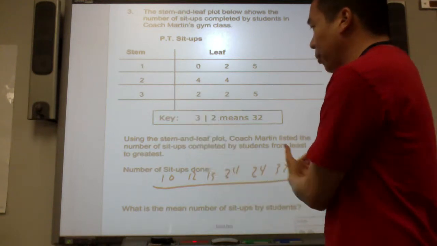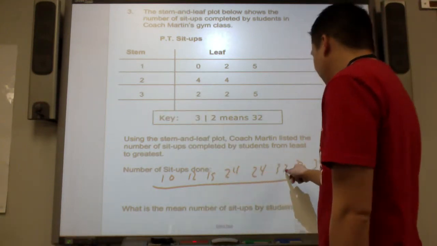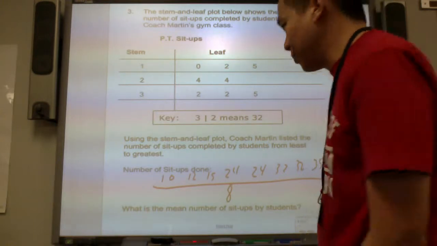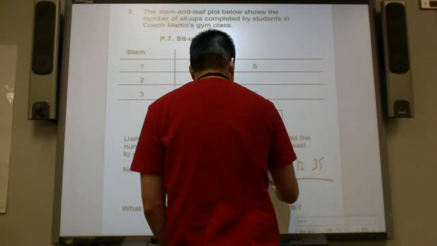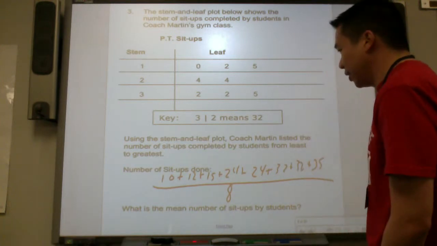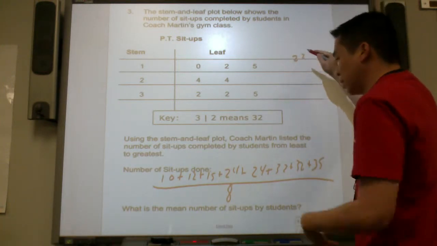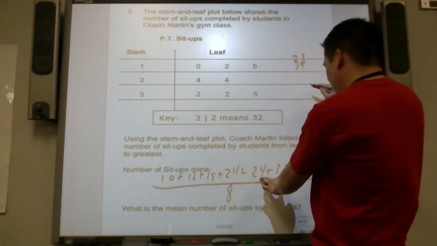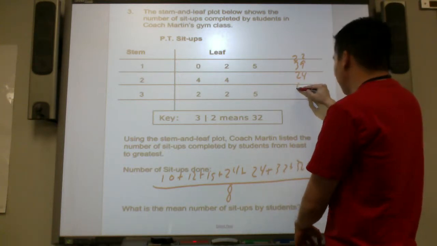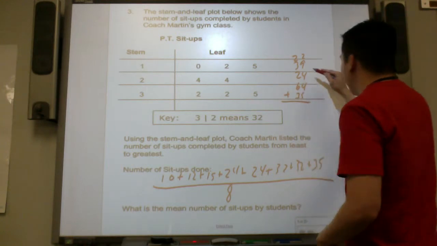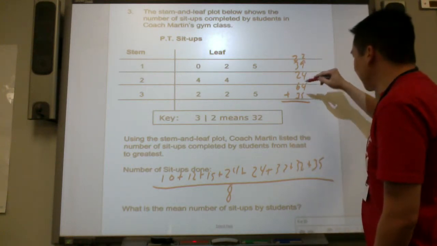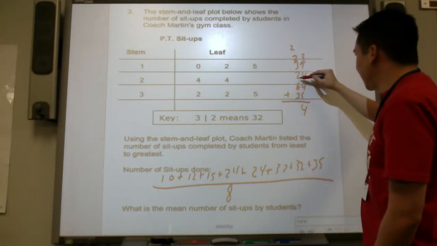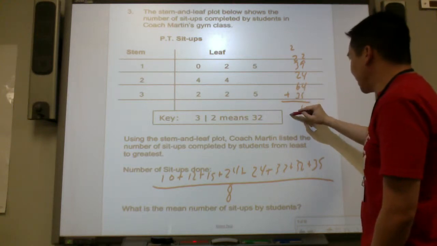And then what is the mean number? That means we have to add up all the numbers and divide by 1, 2, 3, 4, 5, 6, 7, 8. I would like to find the average. The average student will do how many sit-ups? So if I add up all of these numbers, goodness gracious. Oh, here's my calculator. 10 plus 12 is 22. 15 plus 24 is 39. 24 plus 32 is 64 and 35. If I add all this up, it's 184.